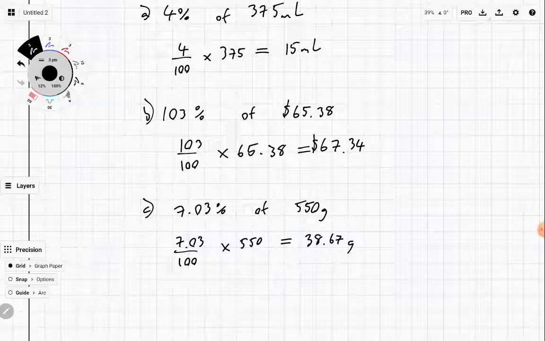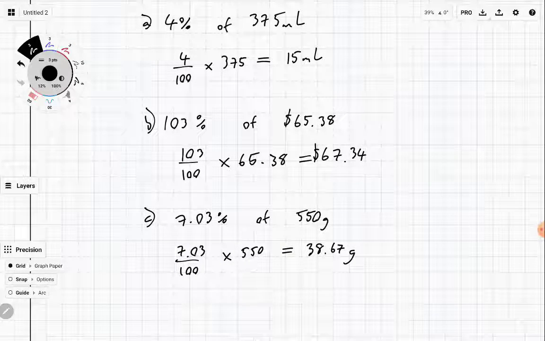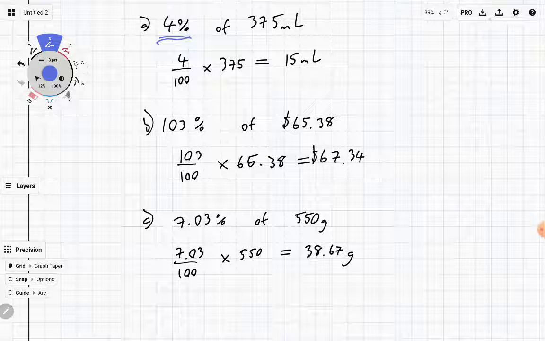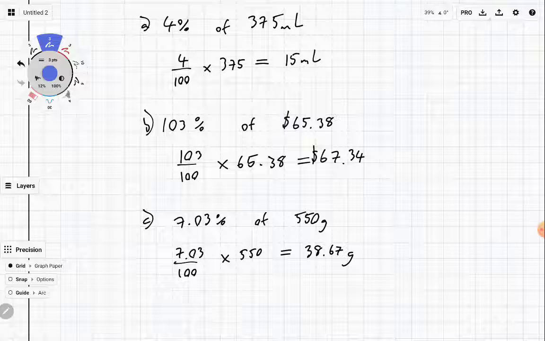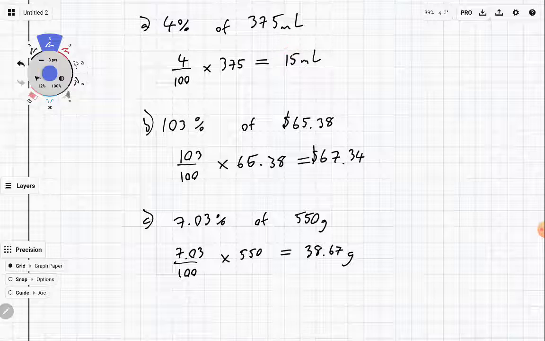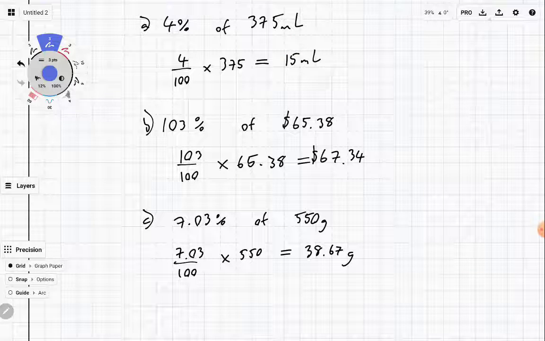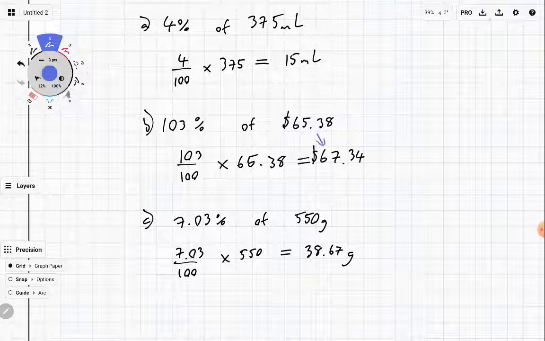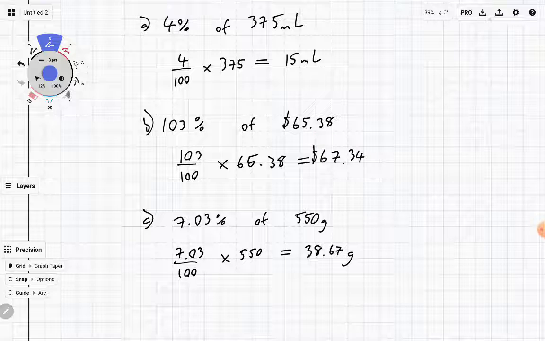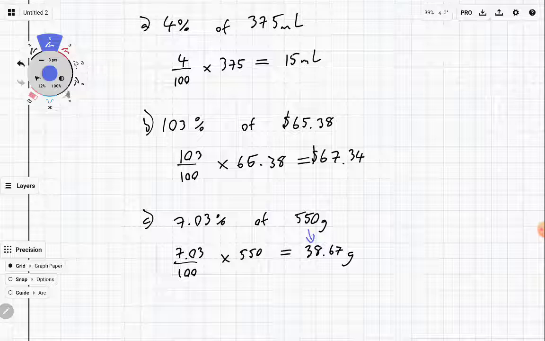Alrighty. Now just have a quick gut check to make sure all of this feels correct. Right? In the first one, we were looking for 4%, so we should get a number that's smaller at the end. 4% of something, no matter what the something is, it should get smaller, and indeed it does. It went from 375 down to 15. In the second one, it was bigger than 100%, so it should actually get bigger. And indeed, it did get bigger. And same thing for C, right? We're doing 7.03%, which is less than 100%, so it should get smaller, and indeed, the grams does decrease, right?